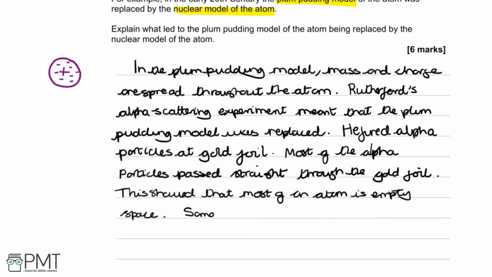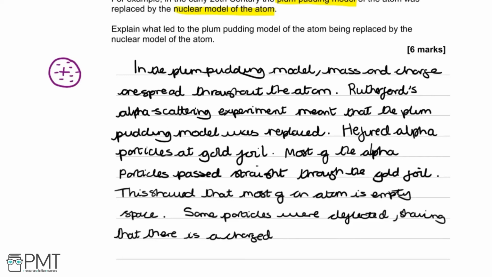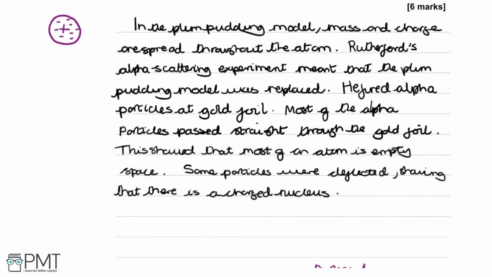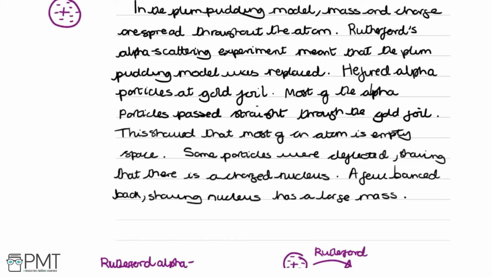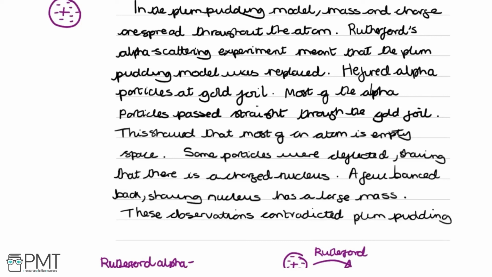The second one was that some particles were deflected. This shows that there is a charged nucleus. So the third and final point was that a few alpha particles bounced straight back, showing that the nucleus has a large mass. Altogether, these show that the observations contradict the plum pudding model, so it was not correct and had to be replaced. This question is 6 marks, and to get 6 marks you need to have a detailed and logical explanation.